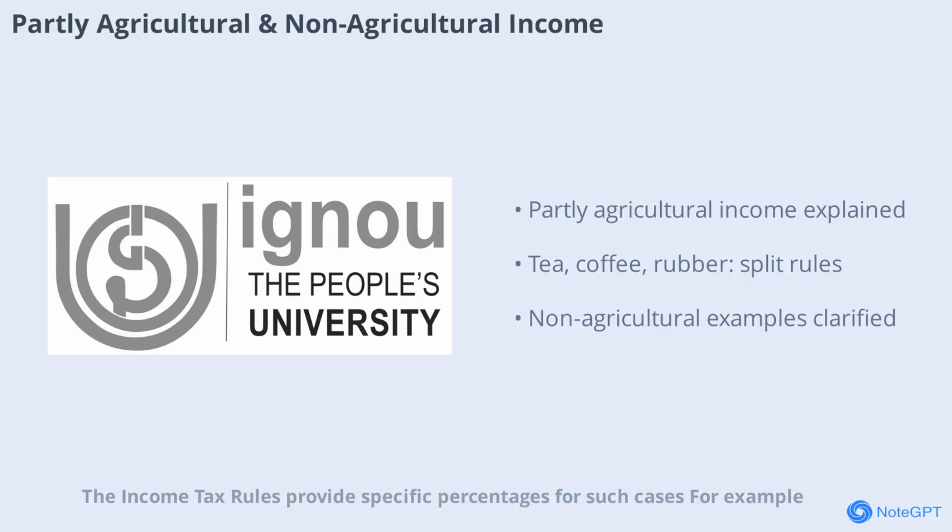The income tax rules provide specific percentages for such cases. For example, 60% of tea income is treated as agricultural while the rest is business income. This distinction ensures fair taxation and prevents misuse of exemption. Additionally, there are clear examples of what does not qualify as agricultural income, such as income from dairy farms, fisheries, or letting land for non-agricultural purposes. Understanding these nuances helps in accurate tax computation and compliance.